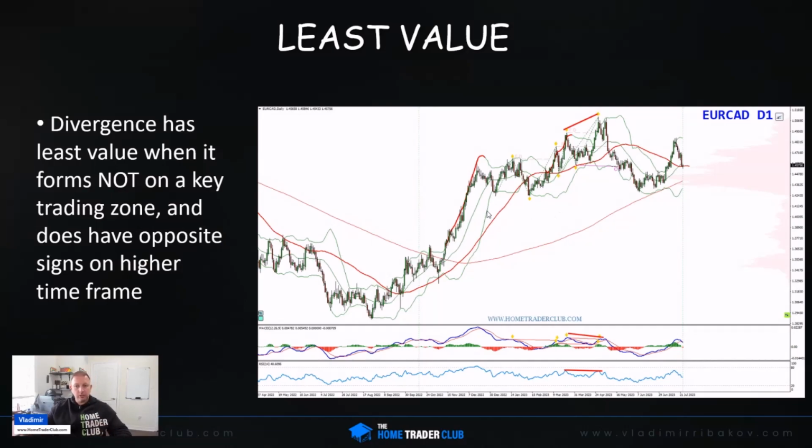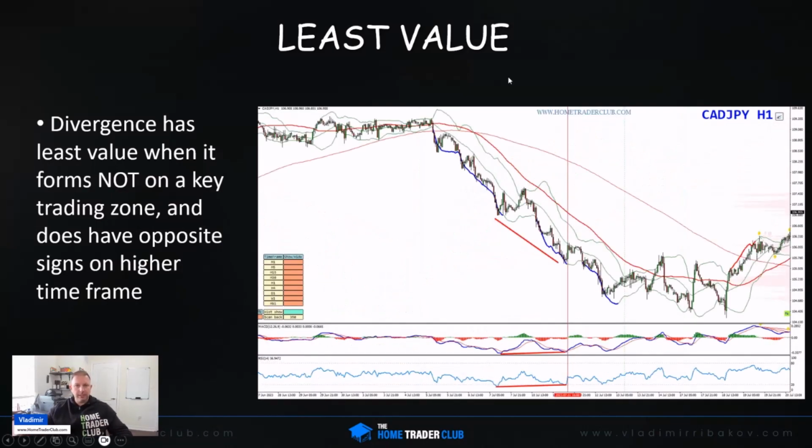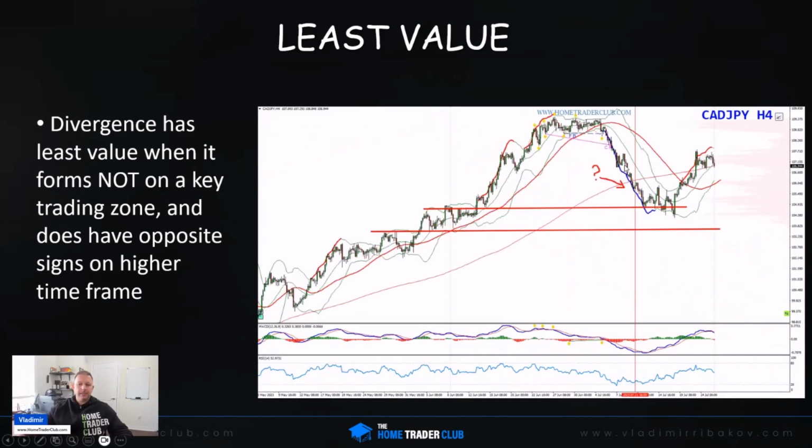Now let's talk about the next condition. When it happens to be not on a key level. Take a look here, CAD-yen, 1-hour chart, clean sequence, lower highs, lower lows, obviously clean. All right? And higher lows on the MACD moving averages as well as the RSI. Beautiful bullish divergence. But let's take a look on this vertical line. Okay, as you can see, 11th of July. Take a look.